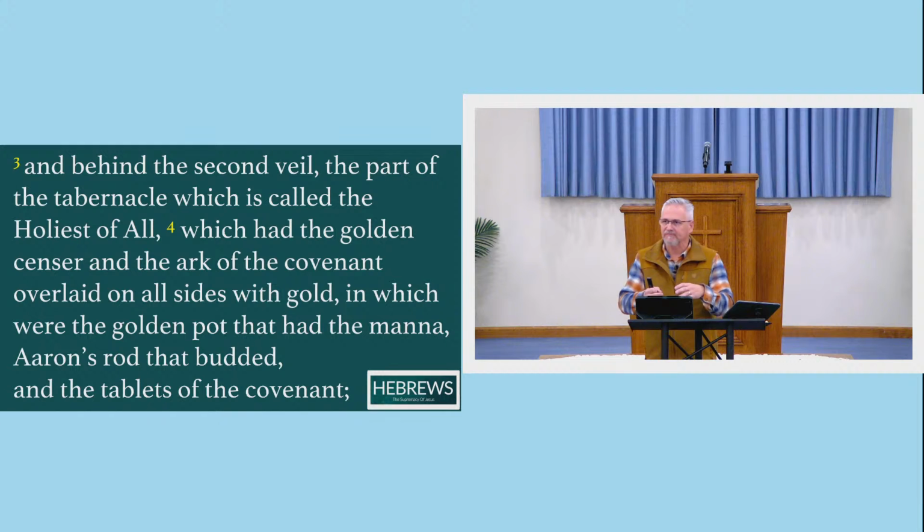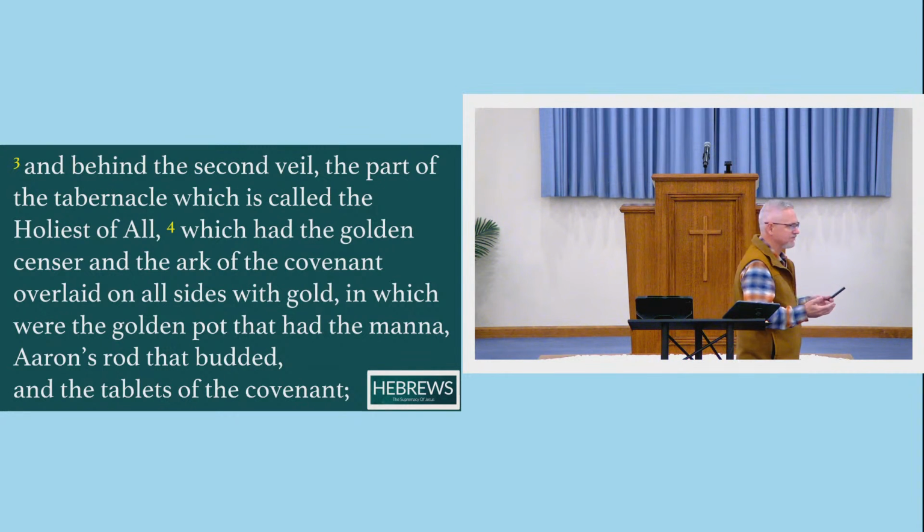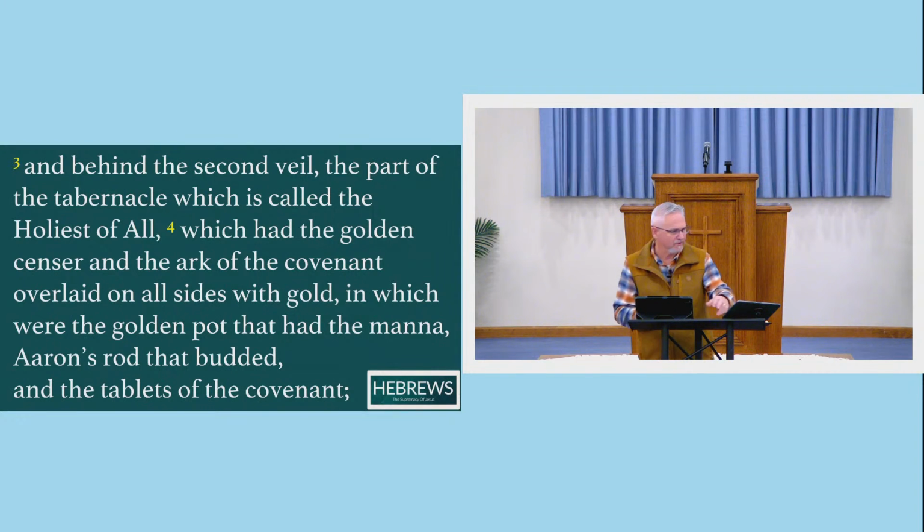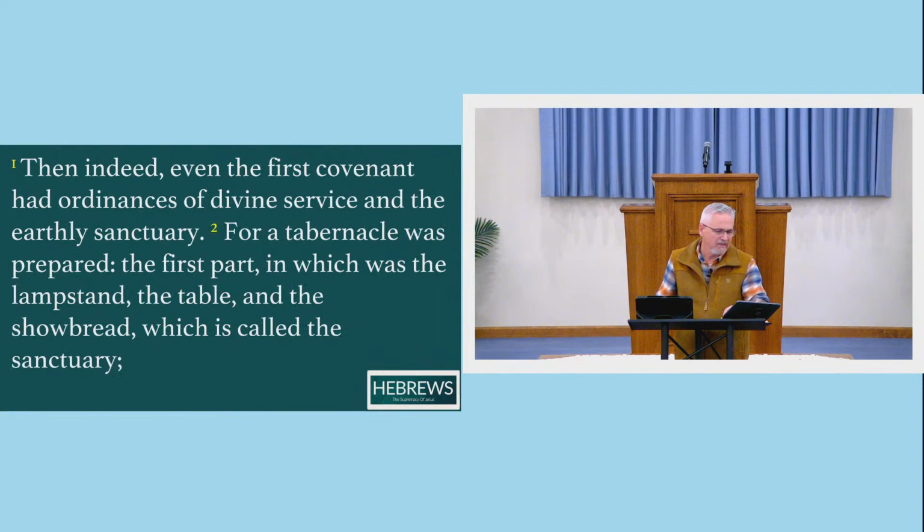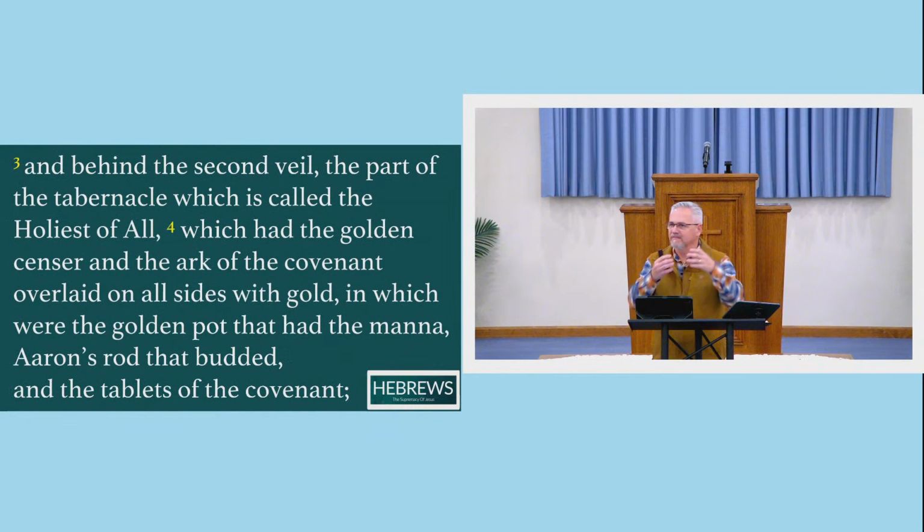And so you have, again, more about the furniture that was therein. Now, what do we know about this furniture? Thinking about these things, as he said in verse 1, let's back up. The first covenant had ordinances of divine service and an earthly sanctuary. And ultimately he's going to explain, well, what about the holiest of all? You had the Ark of the Covenant within it, right? And it had things that were inside of it.